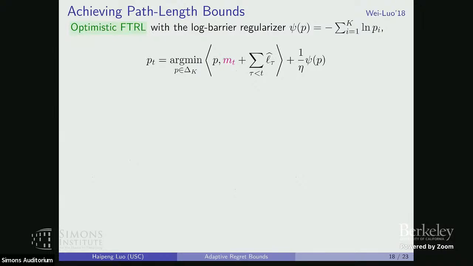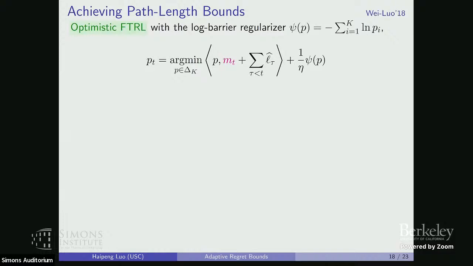Okay. So you're still going to use log barrier as the regularizer in FTRL, but you're going to do a variation of FTRL. You do something called optimistic or predictive FTRL. The only difference is just this MT term. It's saying that at time t, before I play the game, I will make a prediction MT on the loss vector for this time. So MT, you should see it as a prediction for LT, and I should construct it based on all the information I have at the beginning of time t.